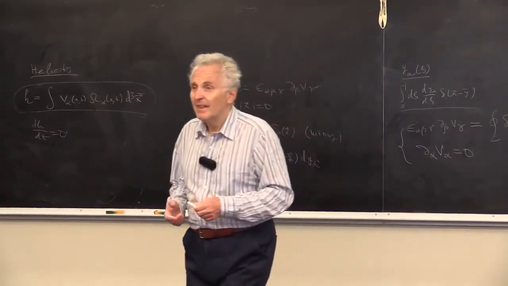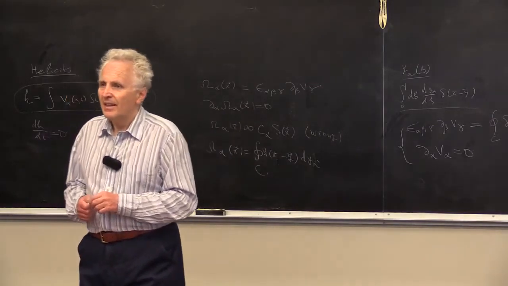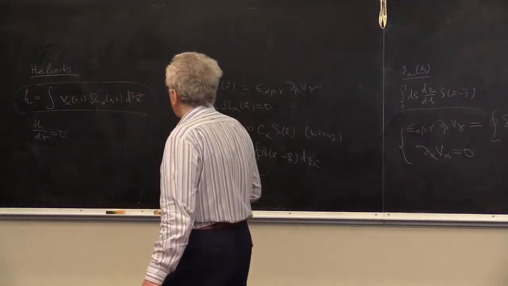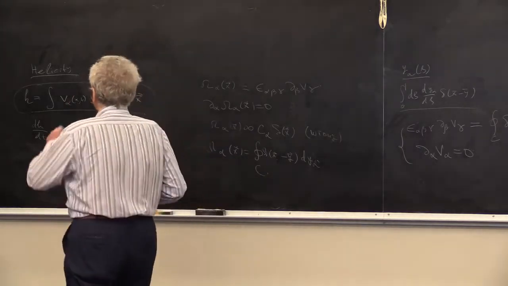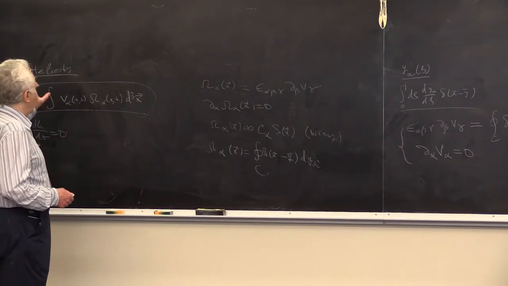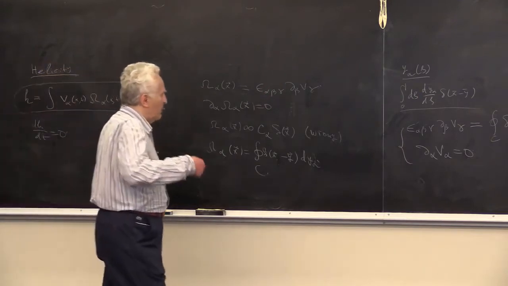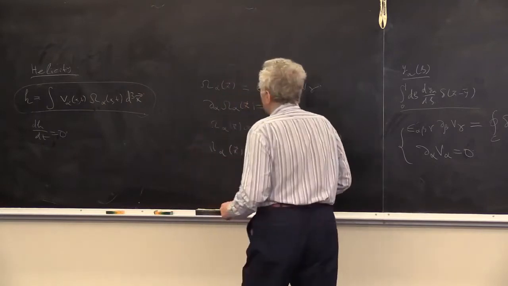Is it a pseudoscalar? It is. Why? Because it's a dot product of a regular vector and a pseudovector. Yes, that's right. This is a true vector, this is a pseudovector. So under reflection, indeed, it will change sign. Why? Let's remember why omega is a pseudovector.